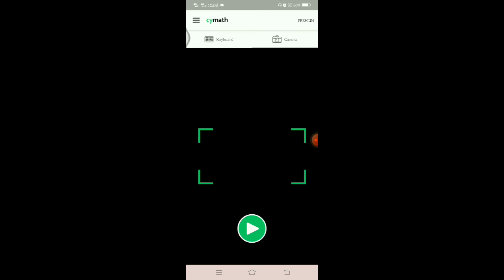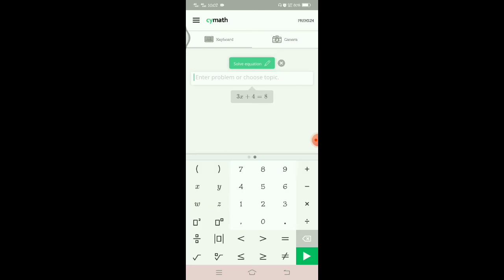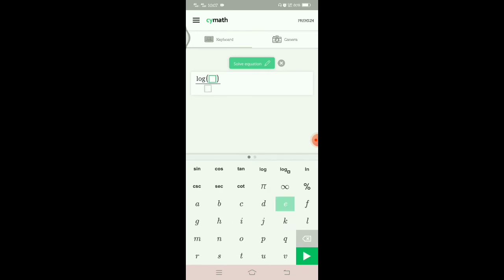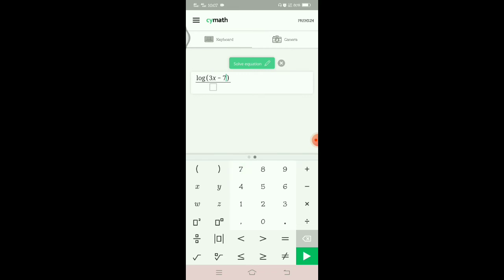So first, the keyboard. Let's give an example. We have here fraction, logarithm of 3x minus 7 squared over the logarithm of 4 is equal to 10.